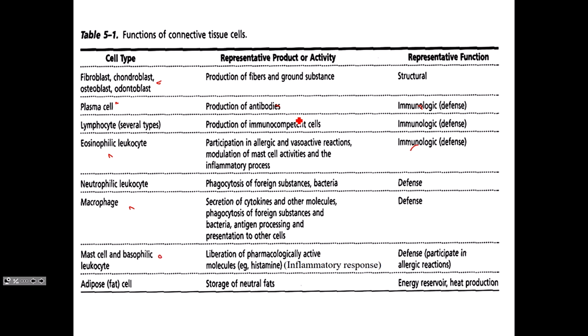Mast cells and basophils play a role in inflammatory response. So when you get bitten by a bee or a mosquito and you get that little inflammation, that bump, or some people have severe inflammatory responses, like if you have a peanut allergy, things like that. These are the cells, the mast cells and the basophils, that are mediating an inflammatory response. And then the last cell type is the adipose cell, the fat cell, which acts as a reservoir of energy.